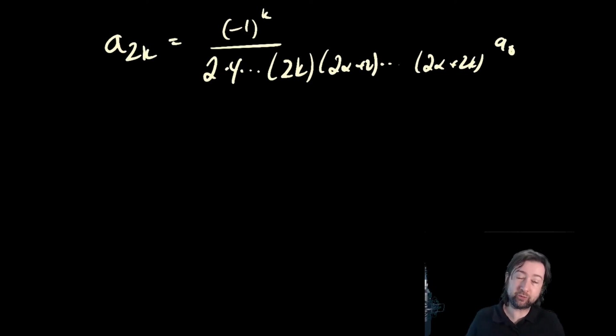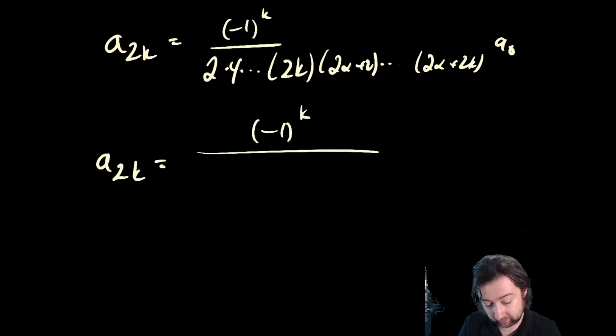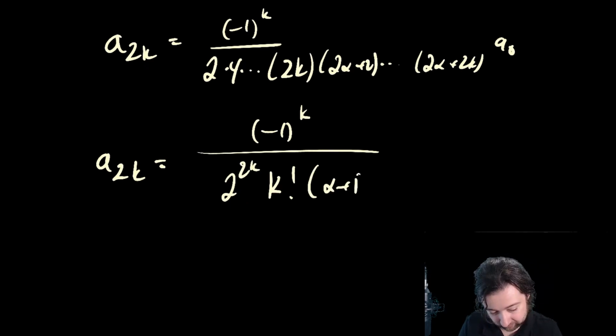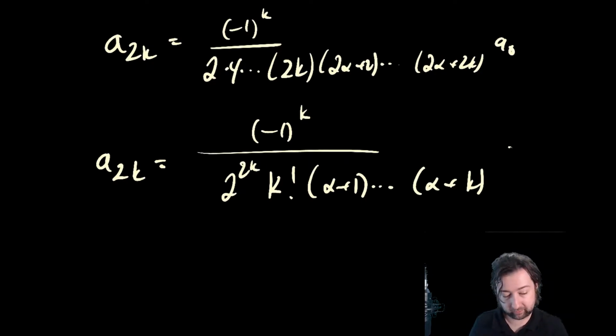Now, this has a lot of 2's in it. That should be pretty clear. There's just 2's running all over the place. This formula for computing a_{2k} in terms of a_0 can be simplified by just pulling a whole bunch of 2's out. a_{2k} is equal to minus 1 to the k over 2 to the 2k times k factorial times (alpha plus 1) dot dot dot up to (alpha plus k), a_0.